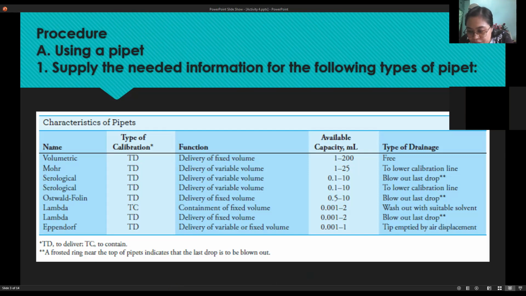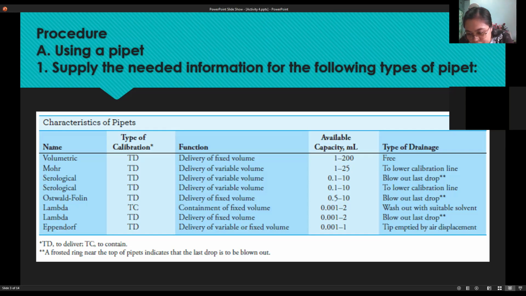So the other one is serological TC. It is used to transfer a desired volume of solution from one container to another. And the available capacity is 0.1 to 10 ml. And the type of drainage is to lower calibration line. And the next one is Ostwald-Folin. The type of calibration is TD, and its function is for the delivery of fixed volume. The available capacity is 0.5 to 10 ml, and the type of drainage is blowout last drop.